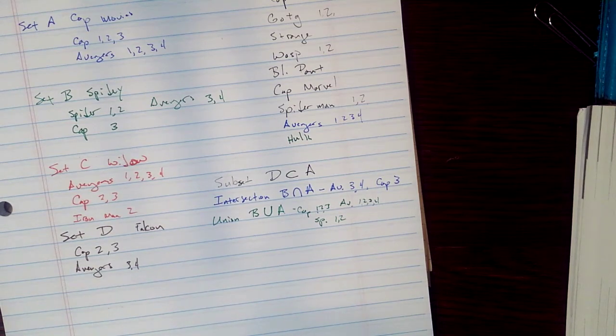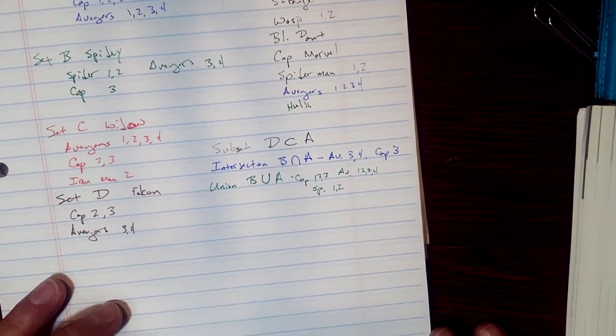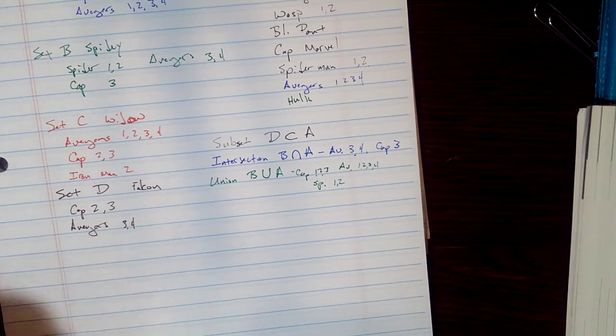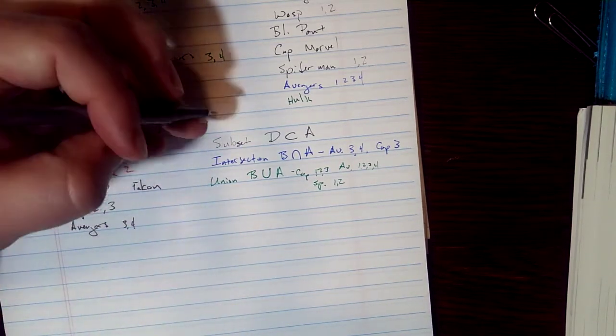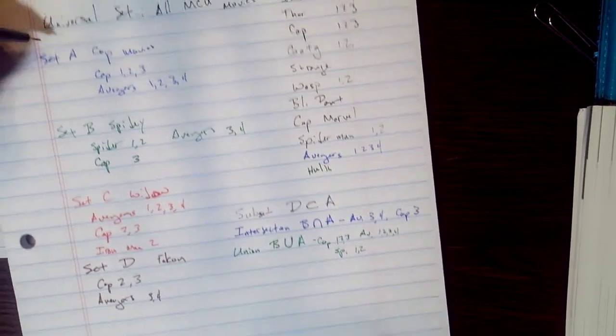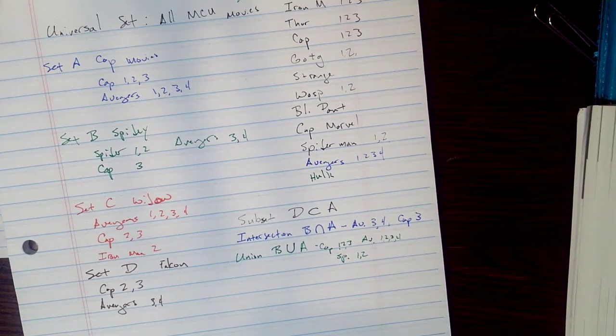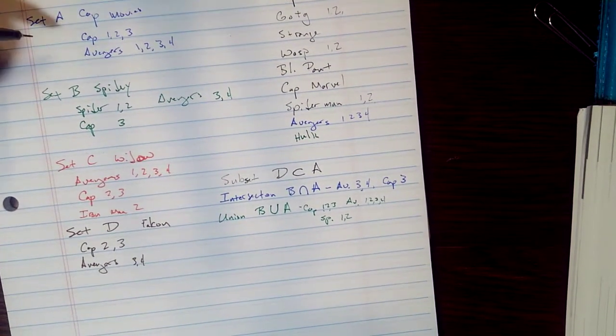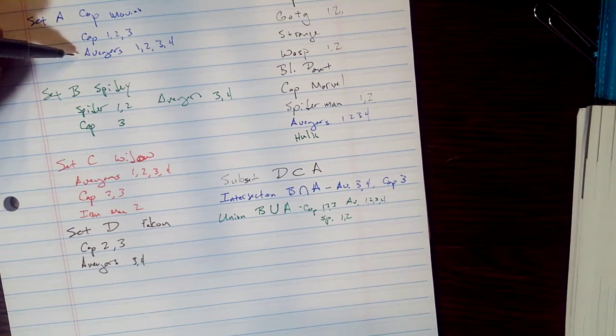The last one is called complement. Okay? So complement is basically everything that does not contain these people. Okay? So if I were to say the complement, which looks like this, so we want to say the complement of Cap. Who has the most movies? Cap. Cap's going to be the easiest because he's just in those. Okay, so the complement of Cap.